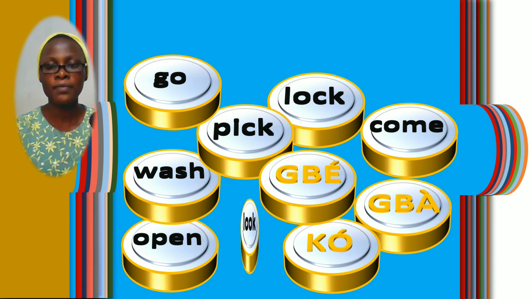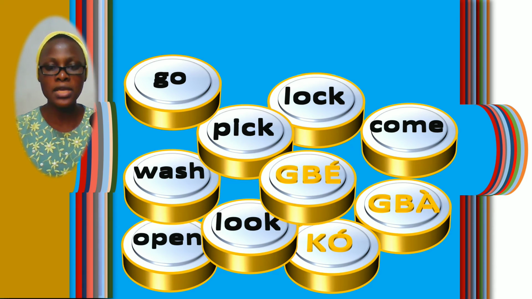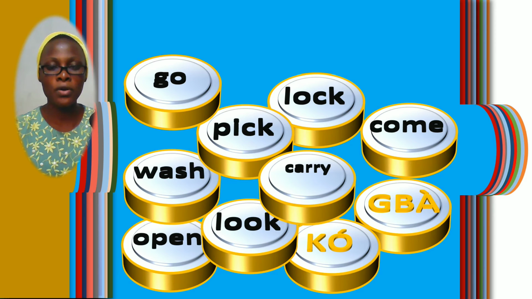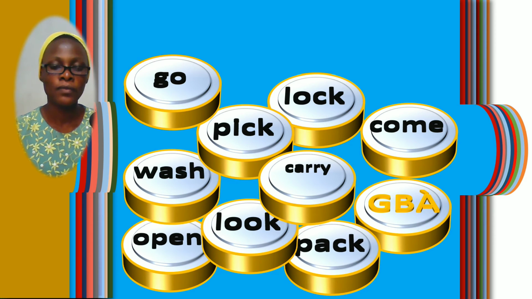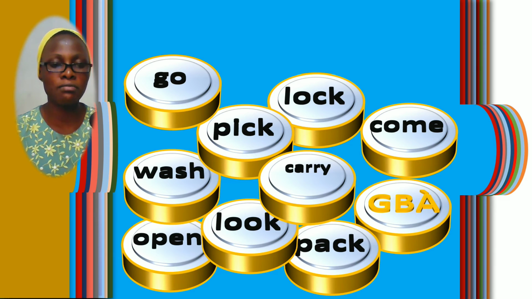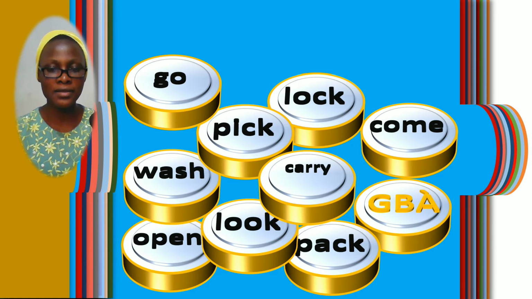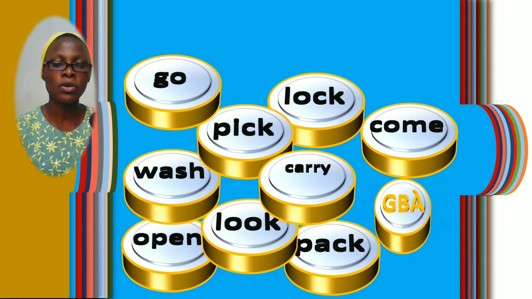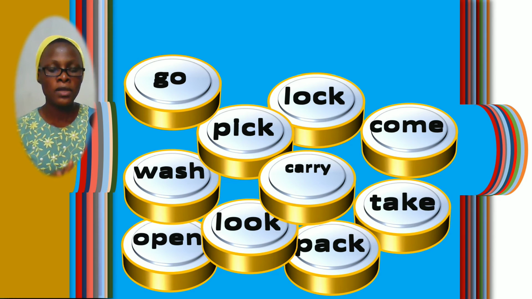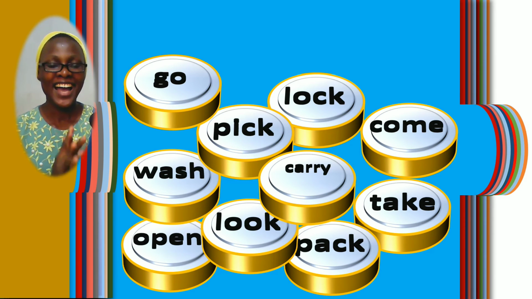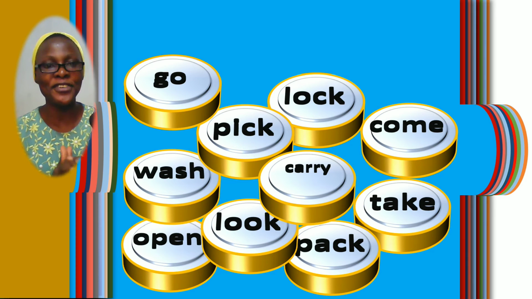Alright, okay, so this is bay and bay is carry. Okay, this is ko, and ko is pack. Alright, this is ga and ga is take. Alright, so you have all the action words here. You can quickly note them down. And I'm going to be stopping here for today.